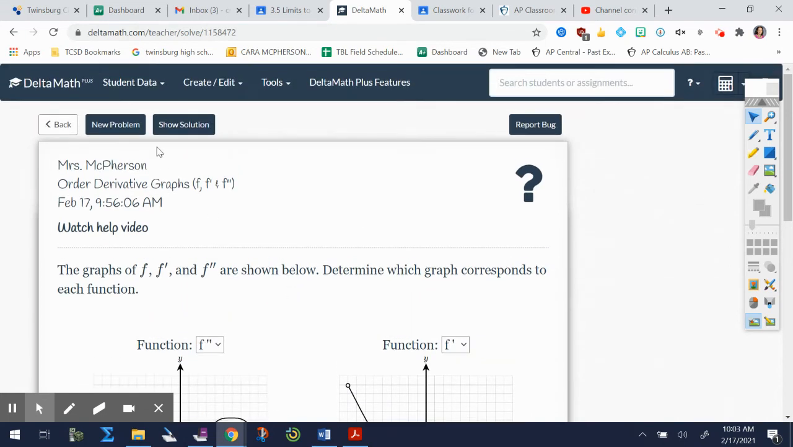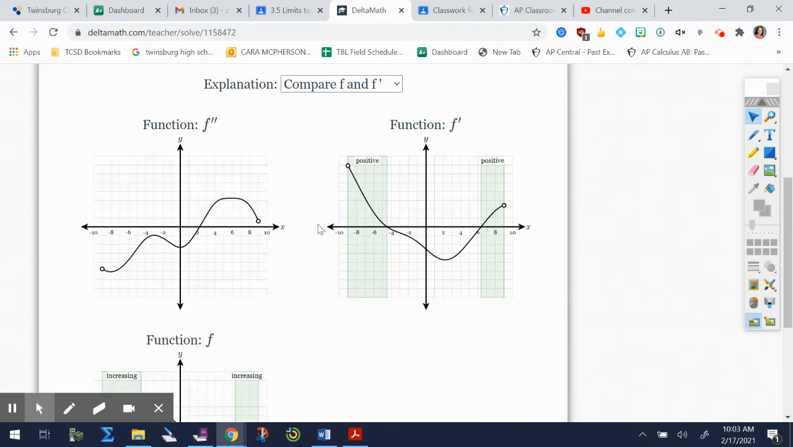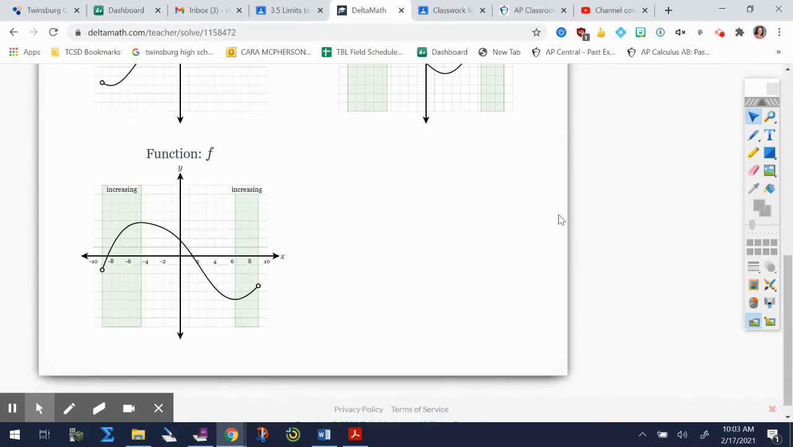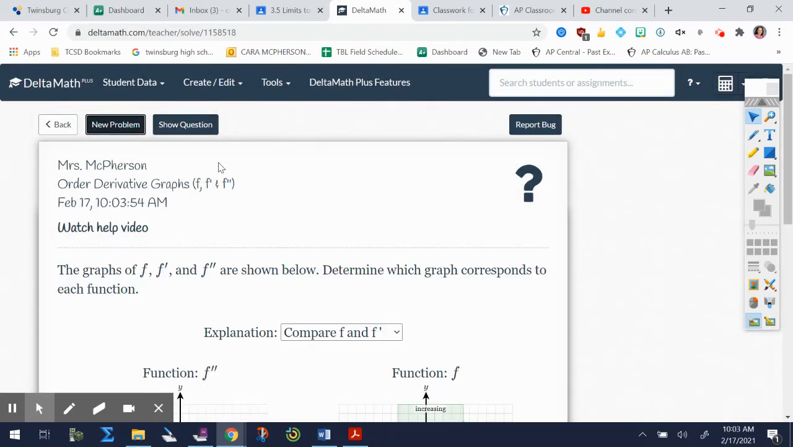I am definitely in no way saying that these are easy, but it shows you what you're looking at here. And that's what they're doing here. They're looking at when this is positive, and matching it up with increasing. So they kind of did the same thing that I did with that one.